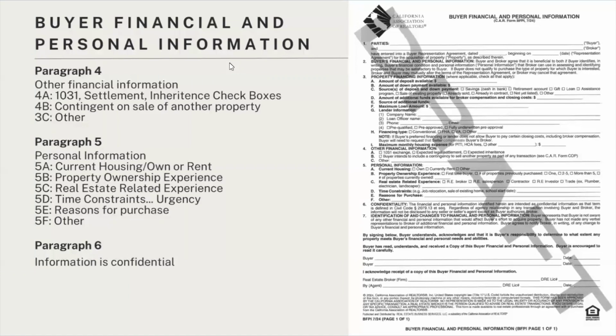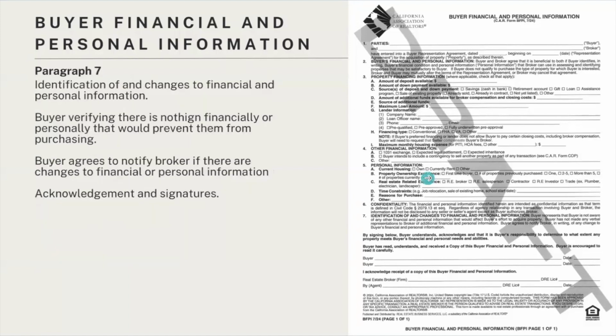And then just like with all the other documents, again, you're asking for information. Paragraph 6, information is confidential. So you reiterate to them that you are not going to be using the information for anything other than your own purposes. Paragraph 7, identification and changes to financial and personal information.